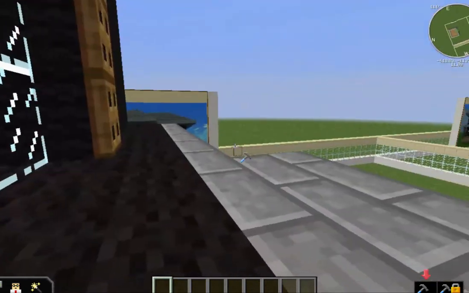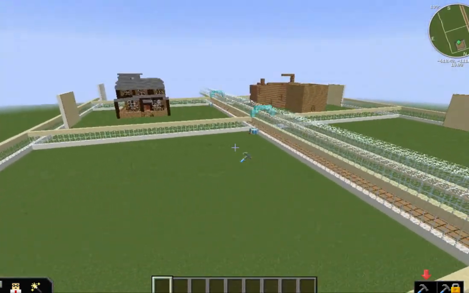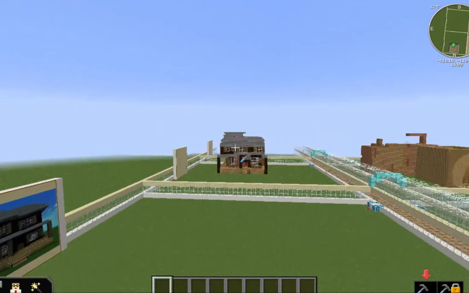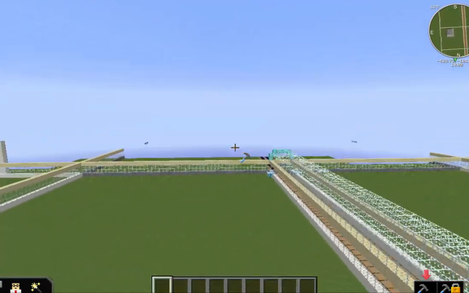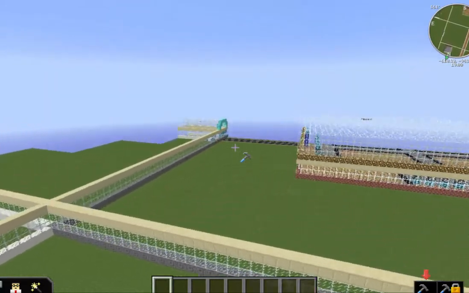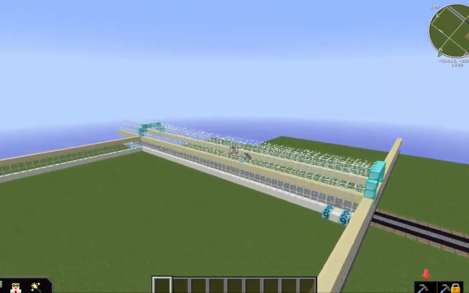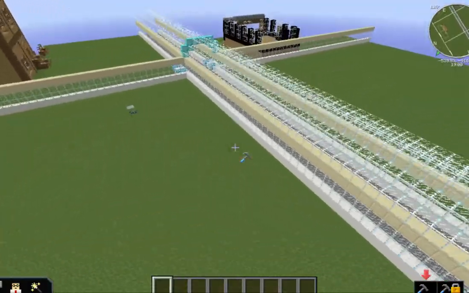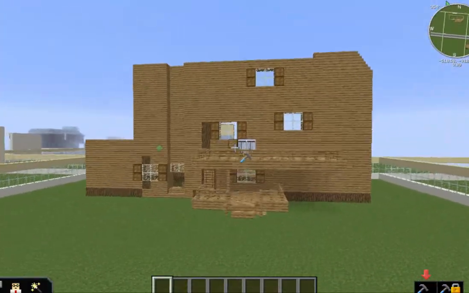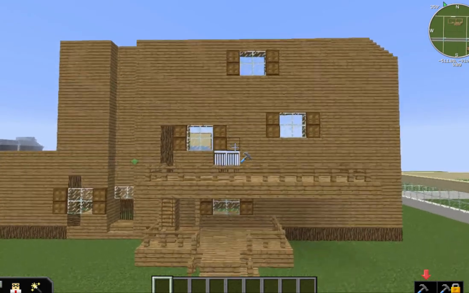Accidentally hit a waypoint there. Okay, so there's the three in groups 1 through 8. Let's go look at the next section. So now we're going to go to area 11. There's the beginnings of it.